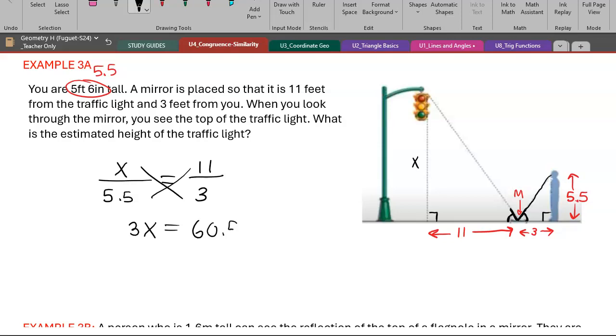Here we go, divide by 3. And so it doesn't give us a place to round here. I'm getting a decimal of 20.16667. So let's go ahead and just call that maybe 20.2 feet. That's a good enough accurate measurement. That will be the height of the traffic light.